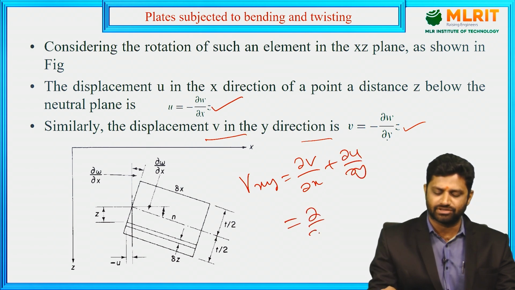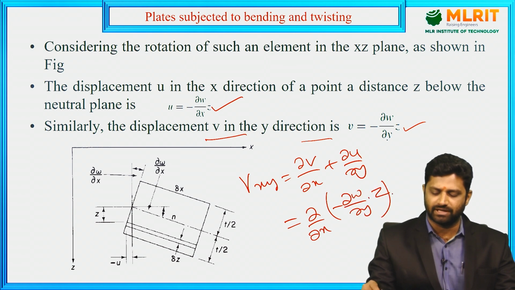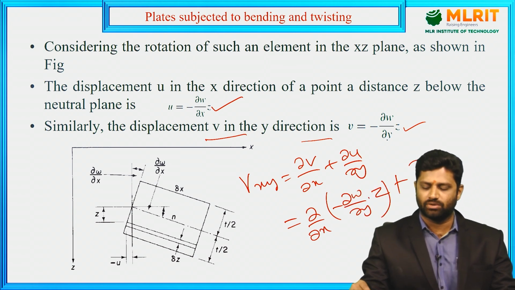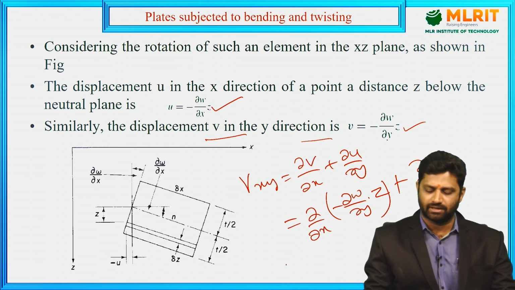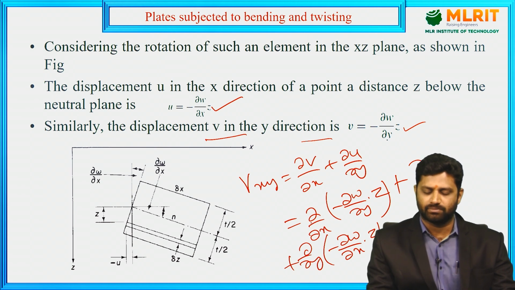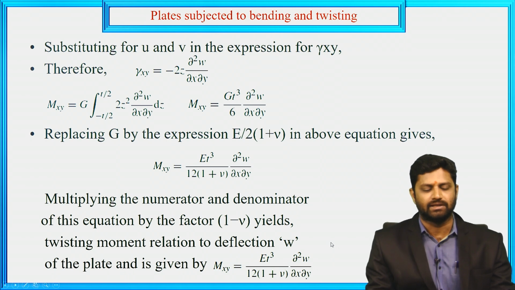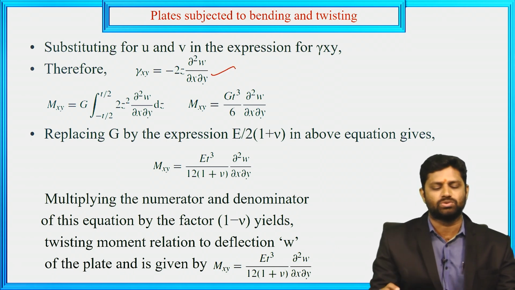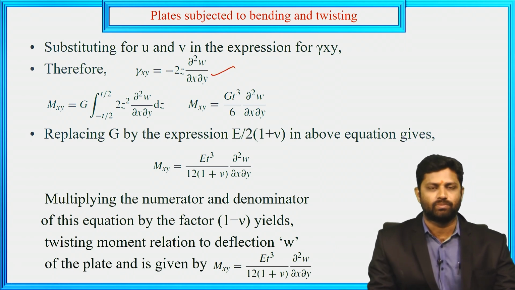Now it is the differentiation ∂/∂x of minus ∂w/∂y into z, which is v, plus ∂/∂y of u, which is minus ∂w/∂x into z. Now when you differentiate this, you are going to get minus ∂²w/∂x∂y into z, and here also you are going to get minus ∂²w/∂x∂y into z, and both of them you can add, and you are going to get γxy equals minus 2z into ∂²w/∂x∂y.